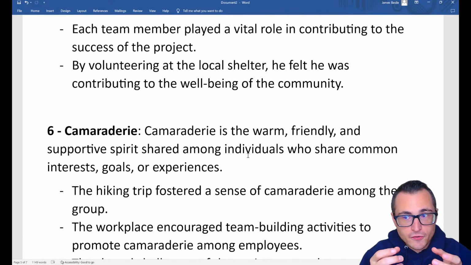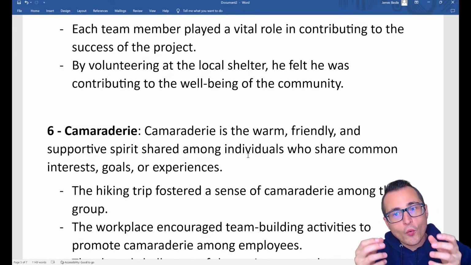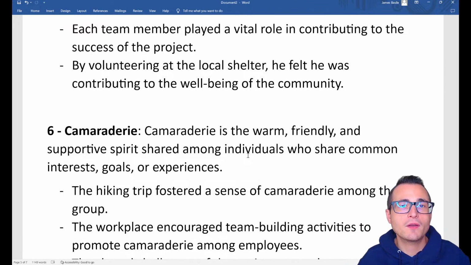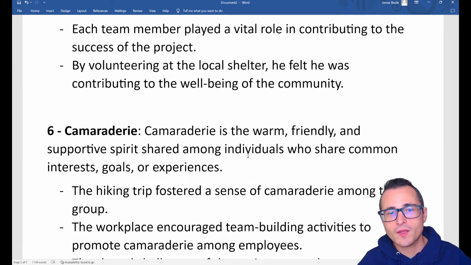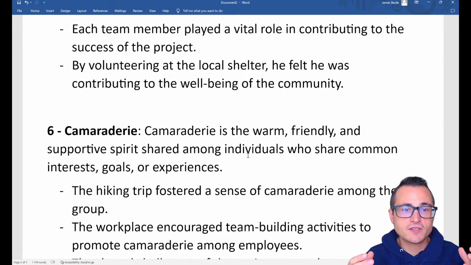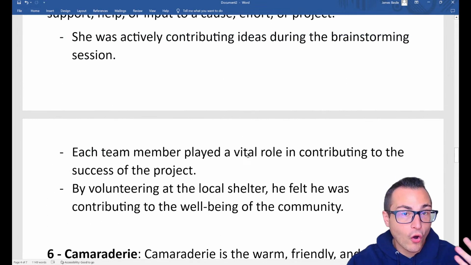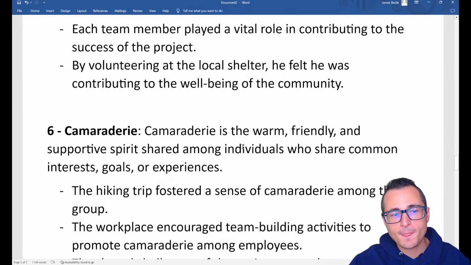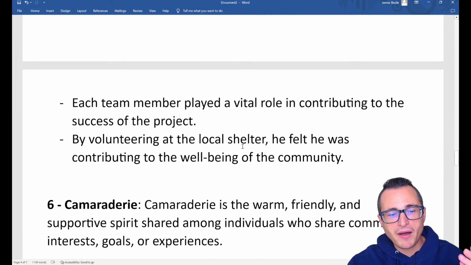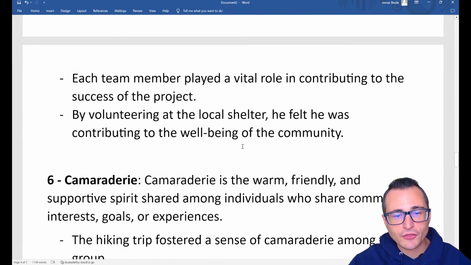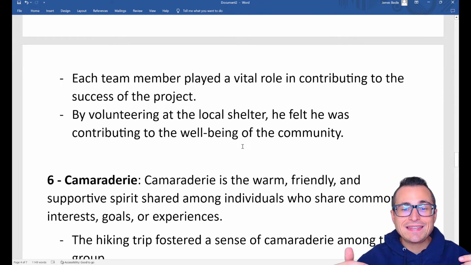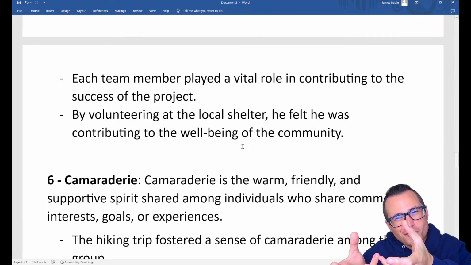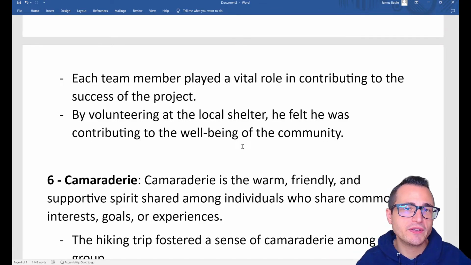Have you ever contributed or given something to help a project or some kind of cause? For example, it says, an effort. For example, what is the third example? Here. By volunteering at the local shelter, he felt he was contributing to the well-being of the community.